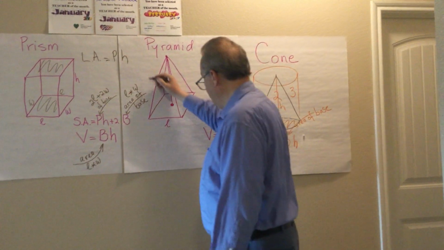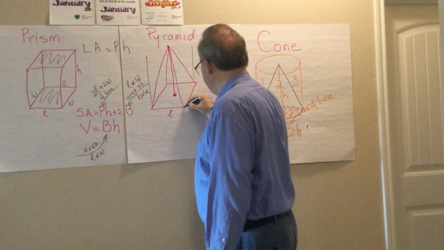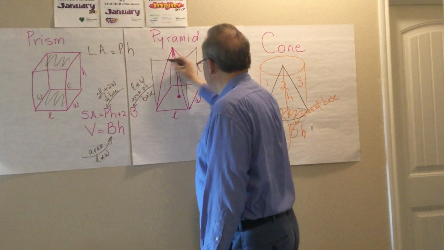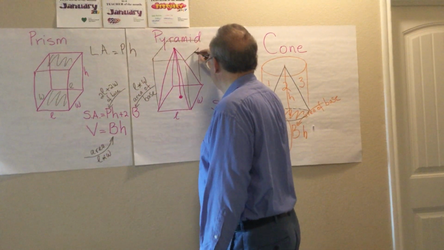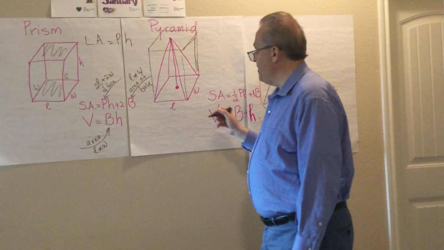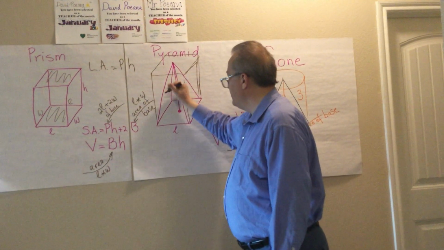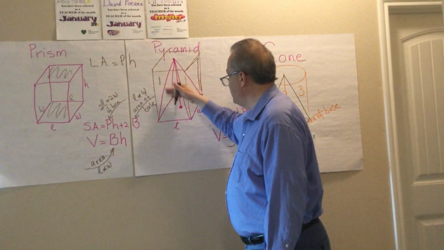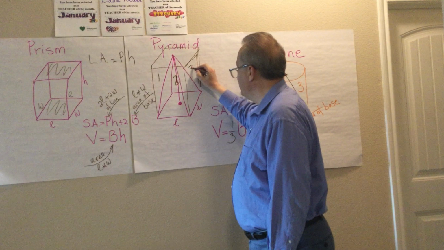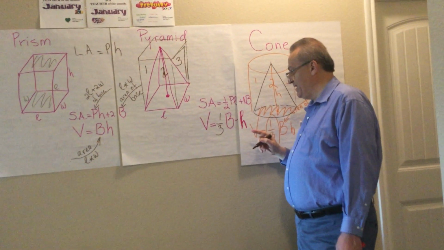Well, why? Because if we were to have here a prism, how many of them would fit, how many pyramids would fit into a prism? 1 here in this area, another one here, that's the second one, and another one here. 3, that's why you say 1/3 base times height.